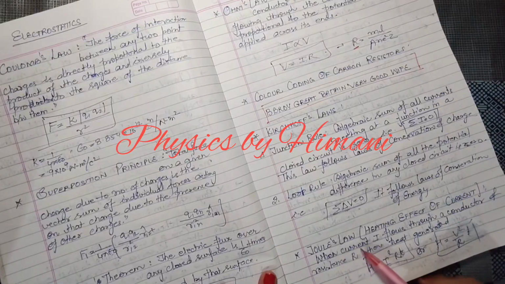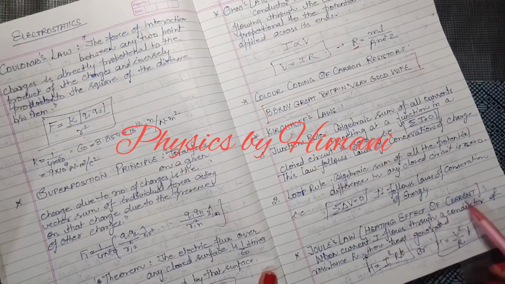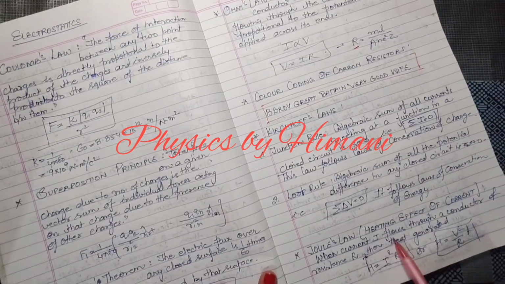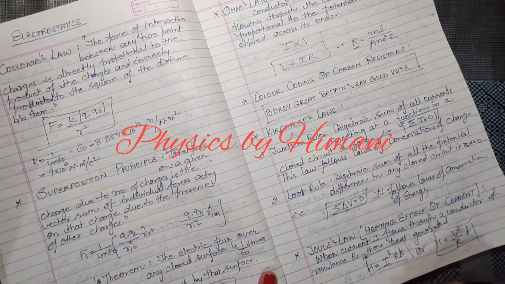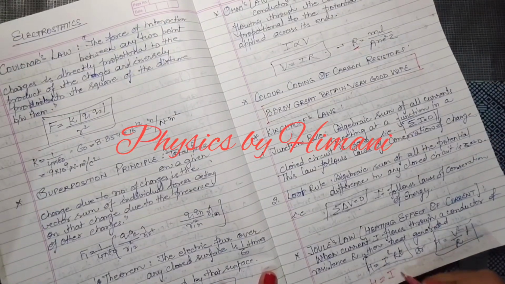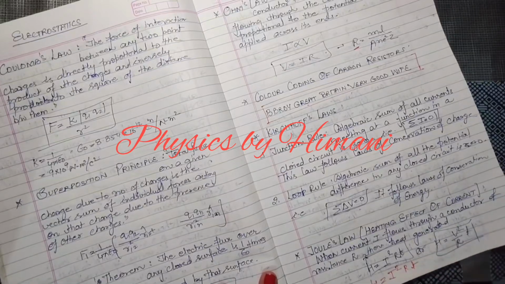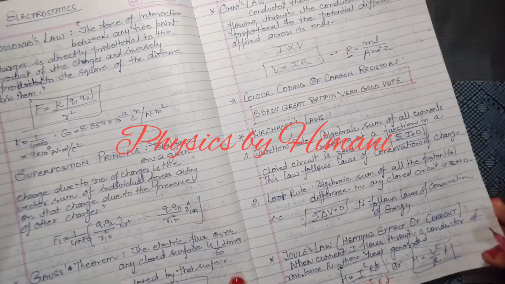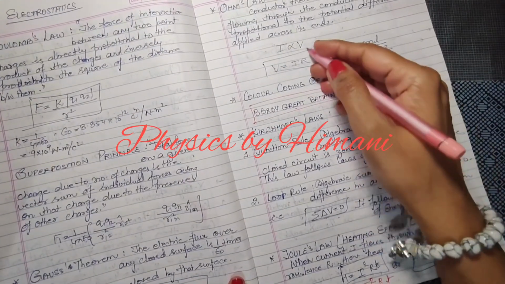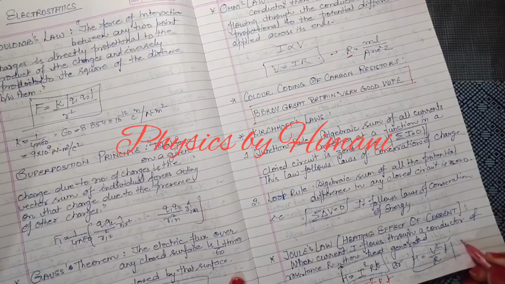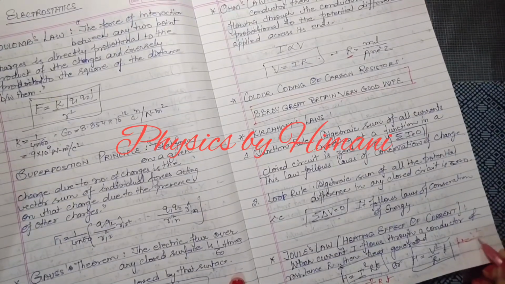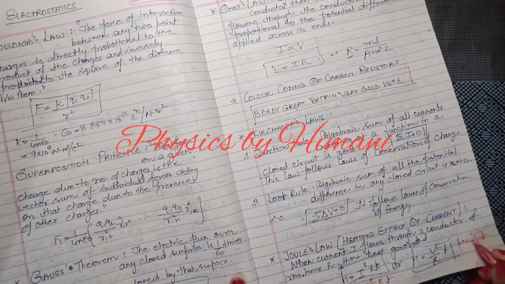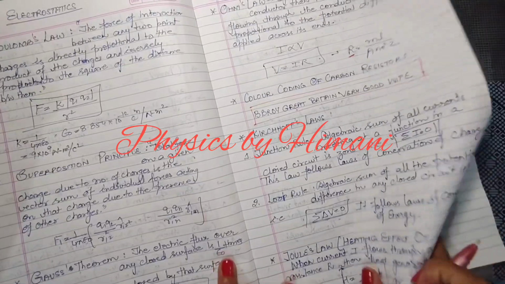Next, Joule's law, that is heating effect of current. When current I flows through a conductor of resistance R, then heat generated, and the formula is H is equal to I square RT. Or if I put the value of I from here, it will be H is equal to V square upon RT. Okay, so this is Joule's law.